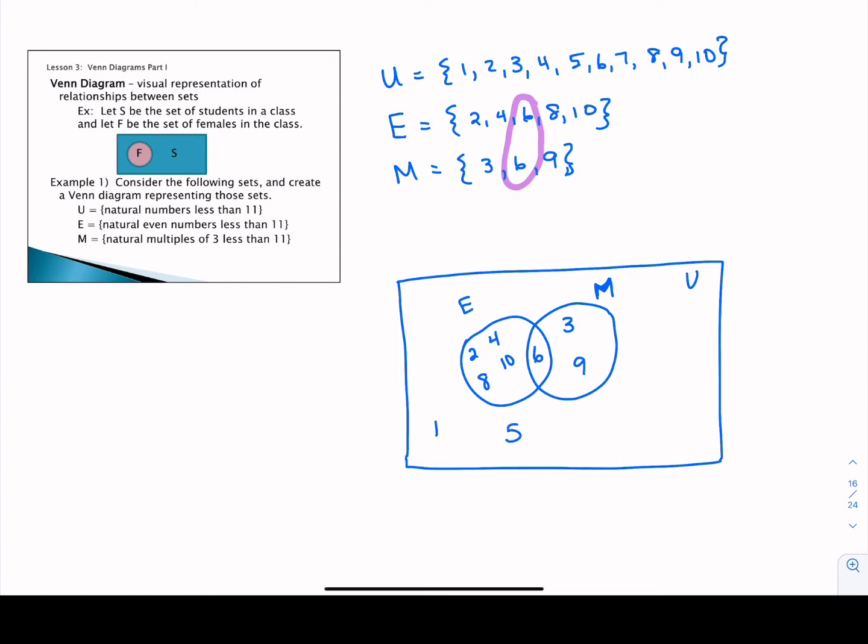6 is a multiple of 3 and an even number, so that's done. 7 has not been documented anywhere. 8 is an even number, so that's been taken care of. 9 is a multiple of 3, so that has been taken care of. And 10 is an even number, so that's already been written. So what I want to see in this Venn diagram is every single number that we have in our universal set, but put in a position where it belongs. So is it even? Is it a multiple of 3? Or is it floating outside because it's not even or a multiple of 3?